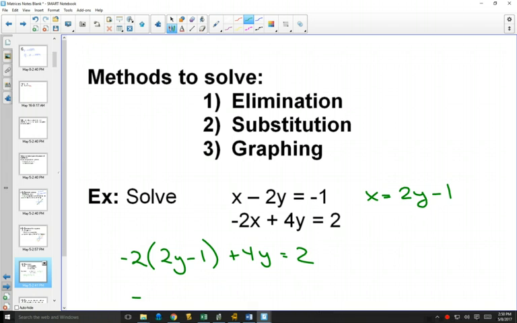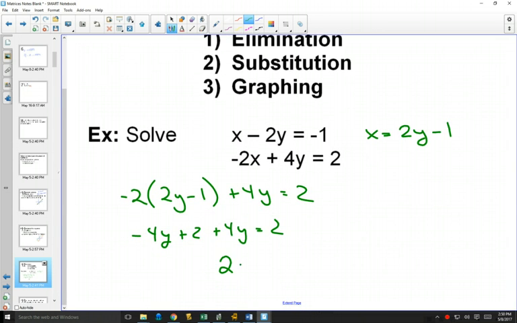and you got negative 4y plus 2 plus 4y equals 2. You combine like terms and you got the fact that 2 is equal to 2, and now you were like, uh-oh. I thought I was solving for y, and everything went away. Okay? What I have done in this question is set up something that is always true. 2 is equal to 2 is always true.